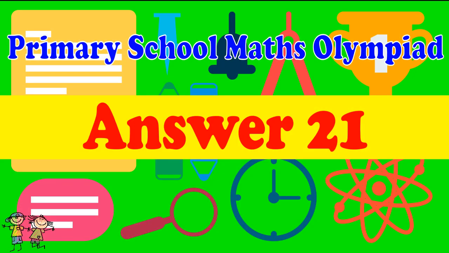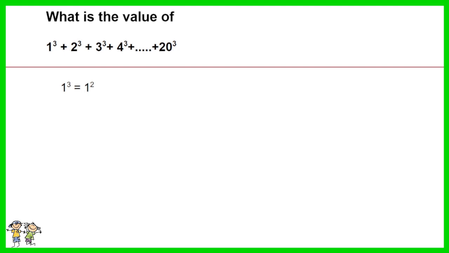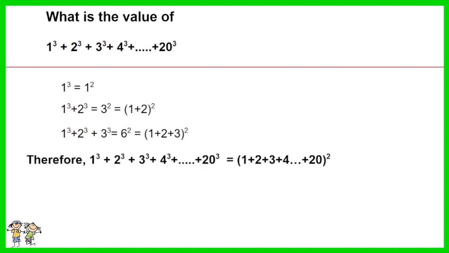Answer for question 21. The value of 1 cubed is equal to 1 squared. The value of 1 cubed plus 2 cubed is equal to 3 squared, or (1 plus 2) squared. The value of 1 cubed plus 2 cubed plus 3 cubed is equal to 6 squared, or (1 plus 2 plus 3) squared. Therefore, the value of 1 cubed plus 2 cubed plus 3 cubed up to 20 cubed is equal to (1 plus 2 plus 3 plus 4 up to 20) squared.